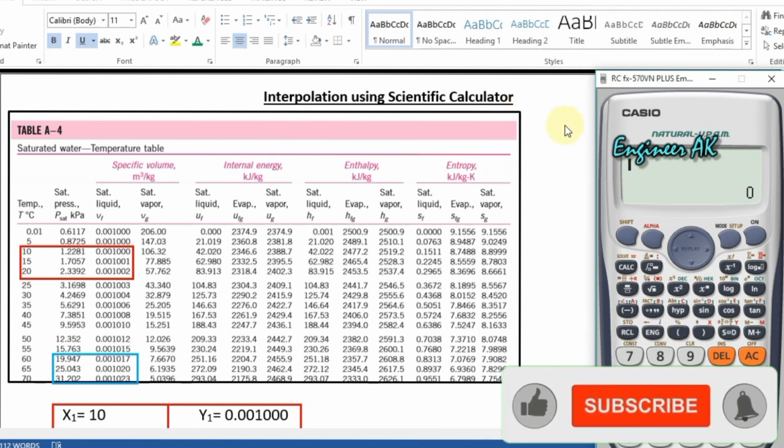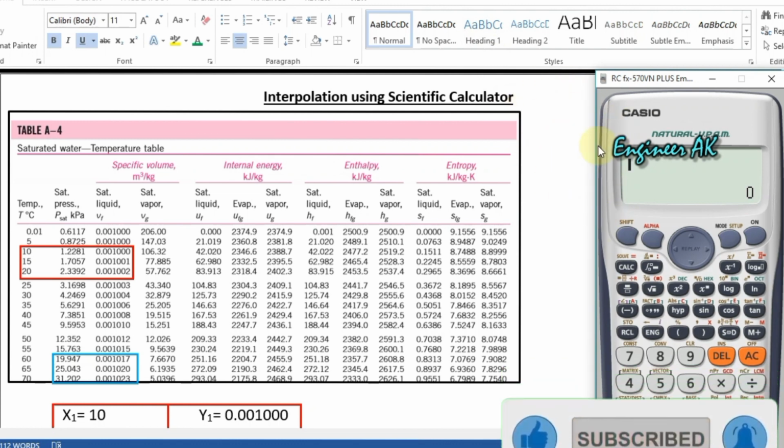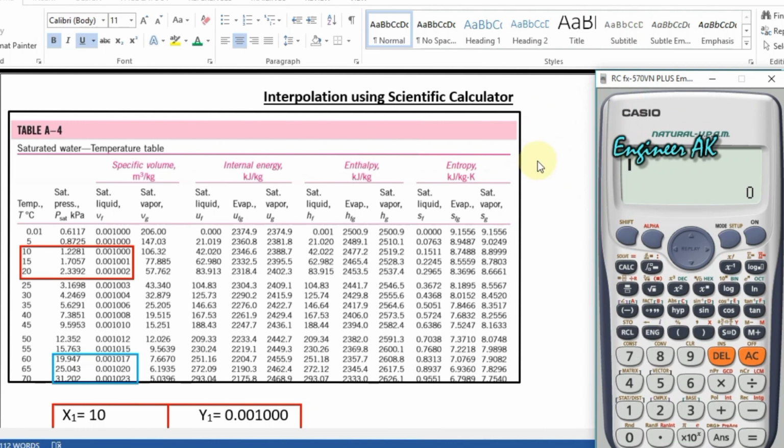Hello guys, it's Engineer AK, and in this video I'm going to show you how to do interpolation using a scientific calculator. The calculator that I am using is the fx-570, this is the model, and we will see both manually and through the calculator whether our answers are correct or not.